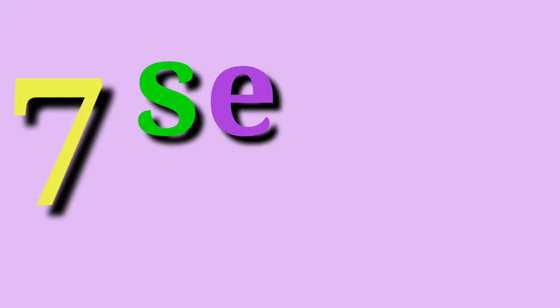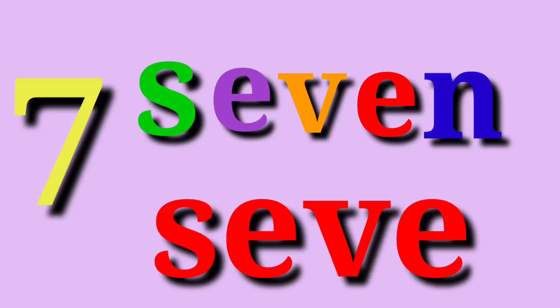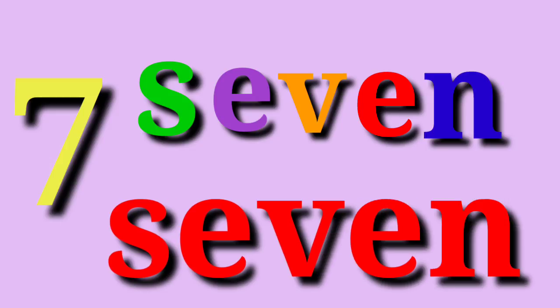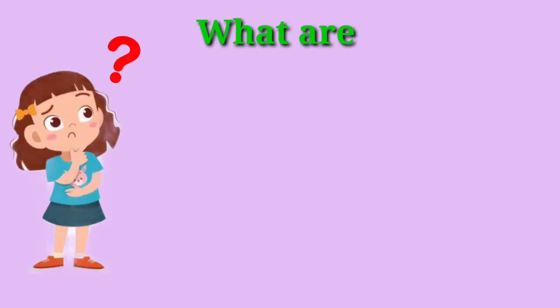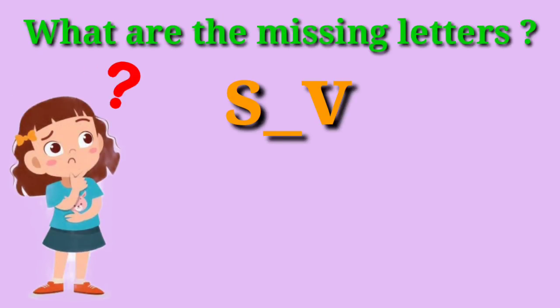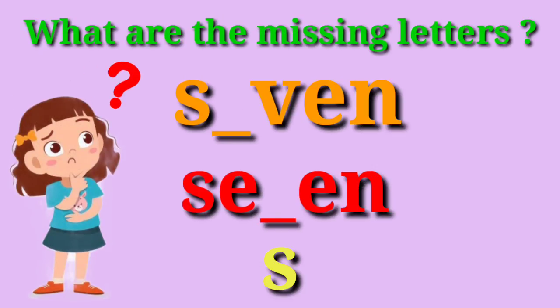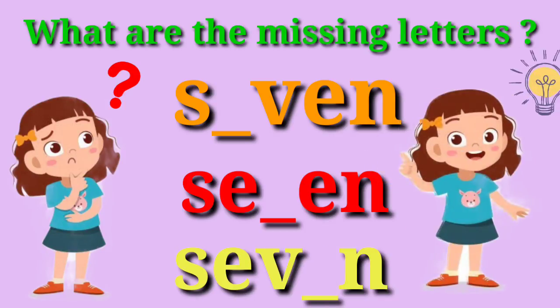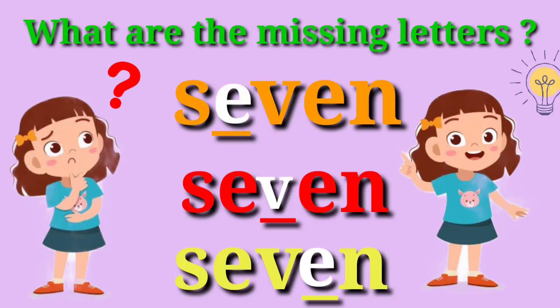Seven. S-E-V-E-N. Seven. Can you say it again? S-E-V-E-N. Seven. Very good. What are the missing letters? E-V-E. Excellent.